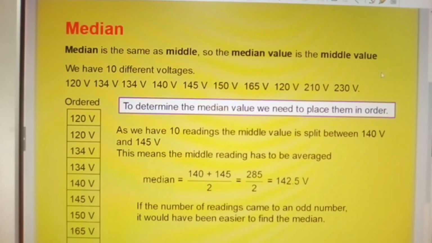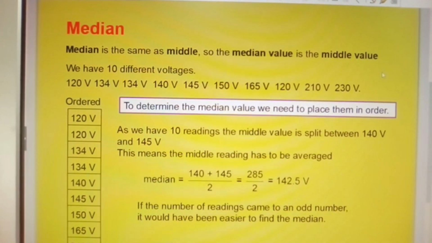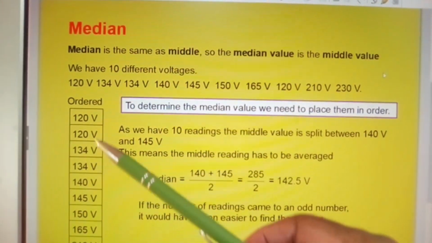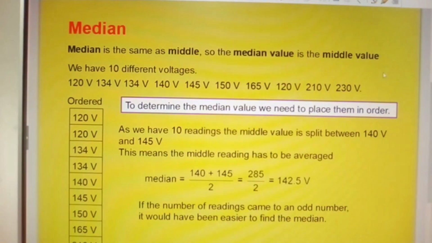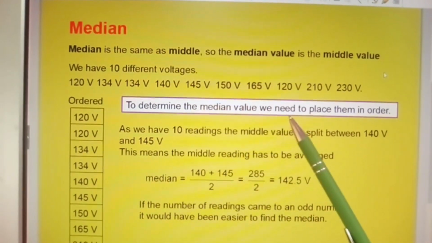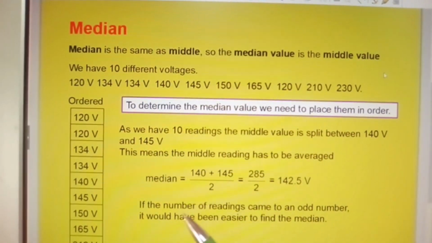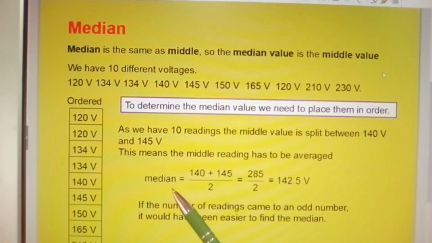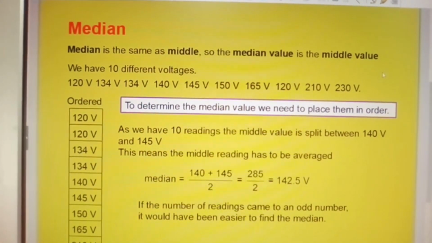The median. Median is the same as middle. So the median value is the middle value. We have 10 different values here. To determine the median value, we need to place them in order, okay? And we're looking for the median.